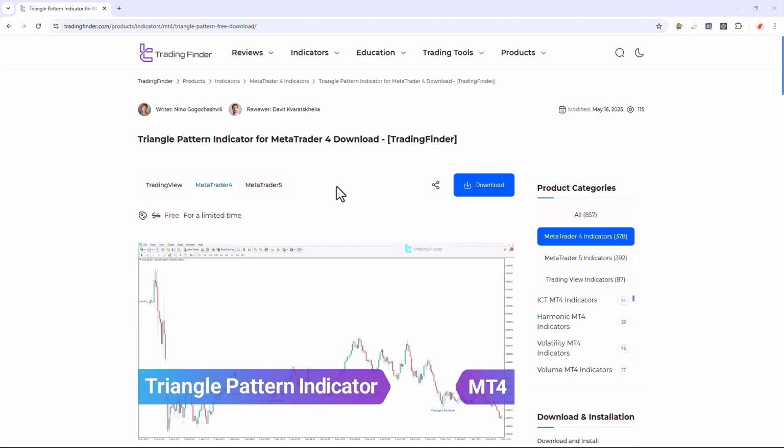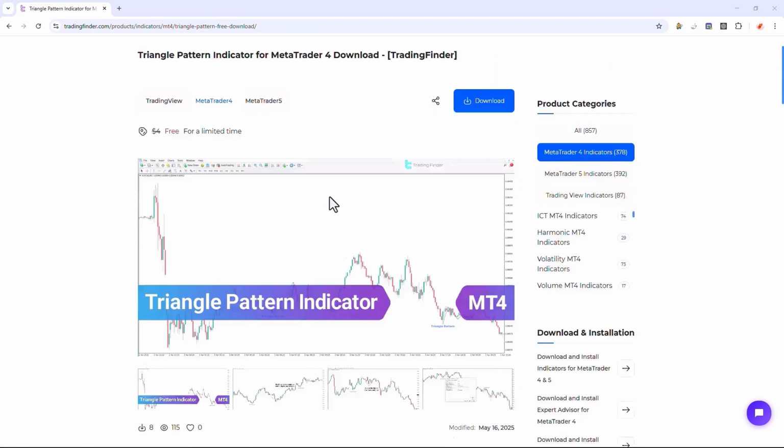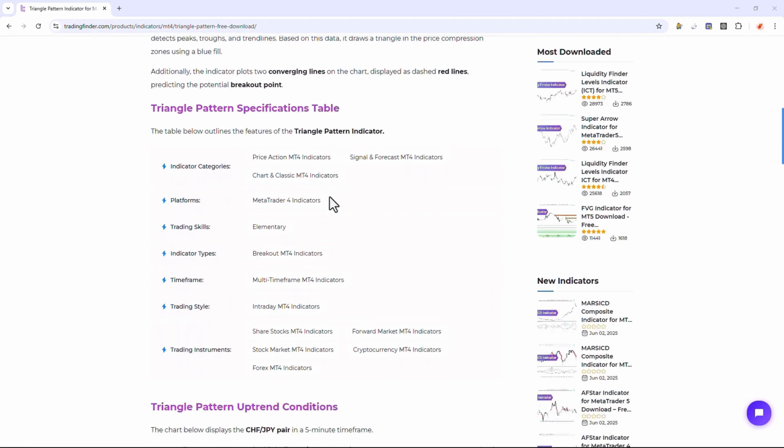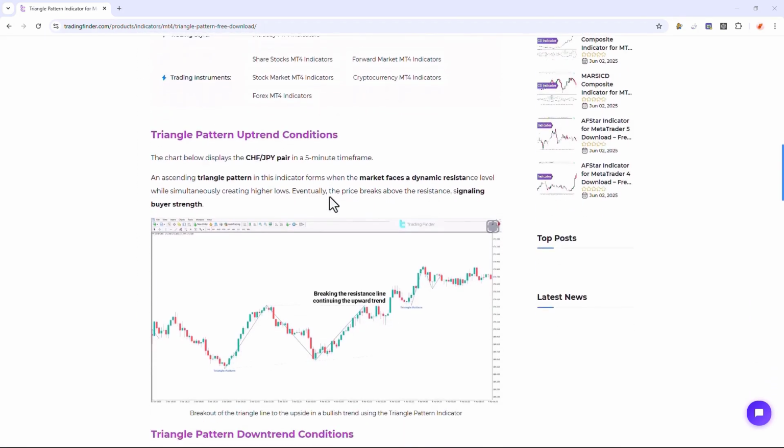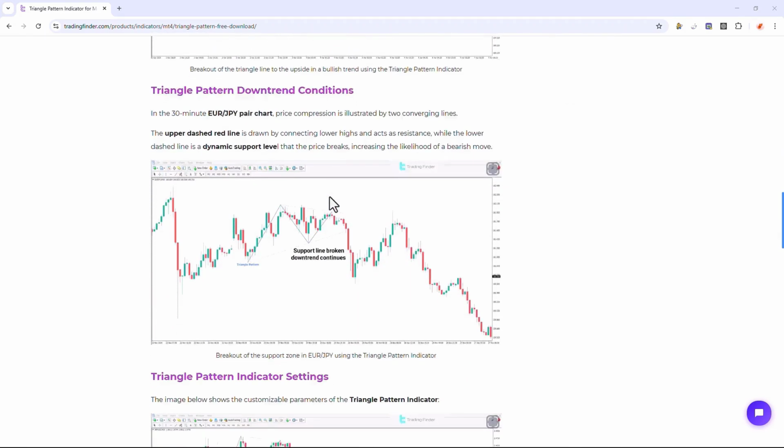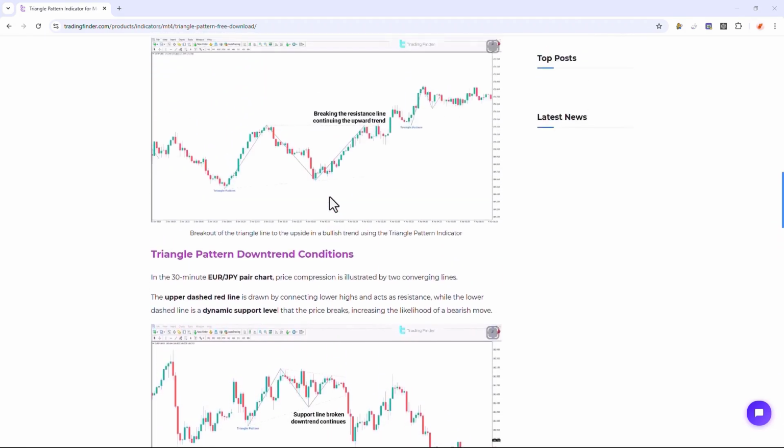The triangle pattern indicator, which is offered for various trading platforms on the TradingFinder website. From this section, you can easily download the indicator file for both MetaTrader 4 and MetaTrader 5 platforms and then run it directly on your chart. Additionally, traders can read this page to learn about the functionality and operation of the indicator.